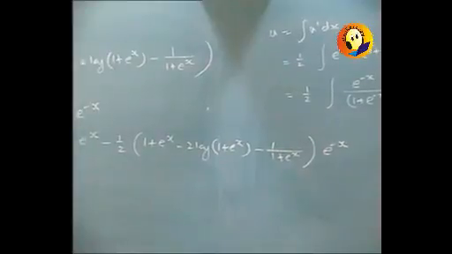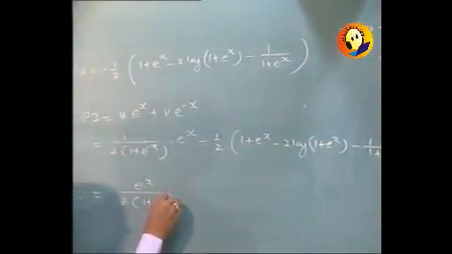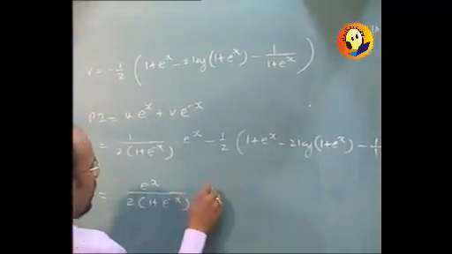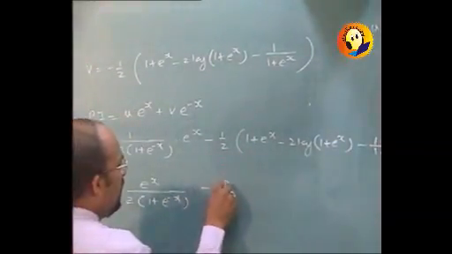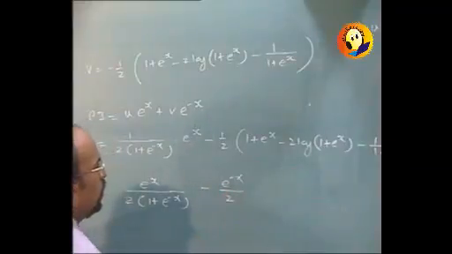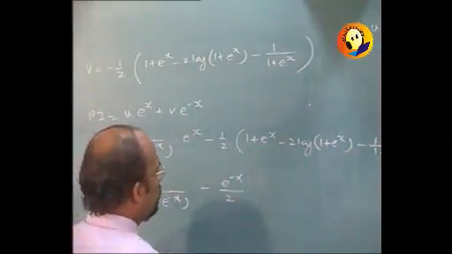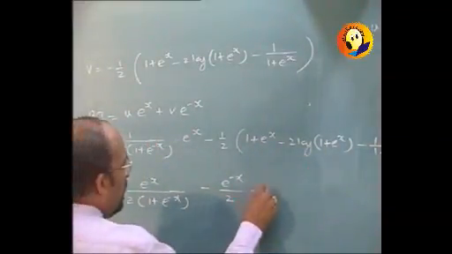Simplification may not be possible. It is e raised to x divided by 2 into 1 plus e raised to minus x minus, if you multiply the first term, it will be e raised to minus x upon 2. Second term, e raised to x into e raised to minus x is 1, it will be minus half.